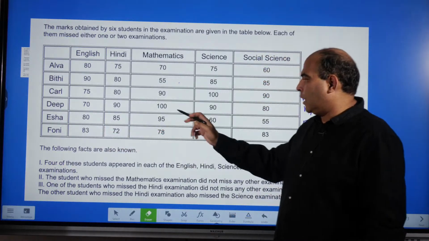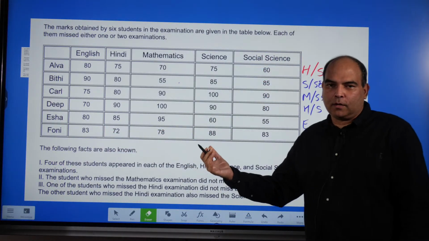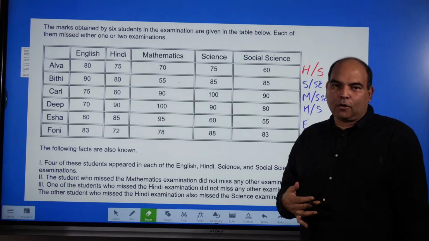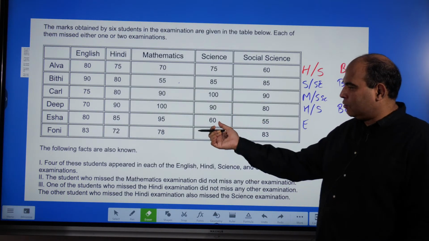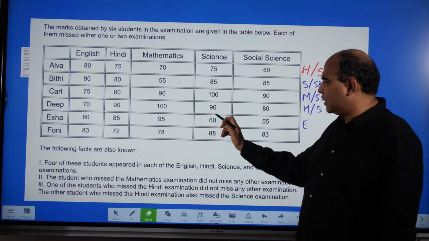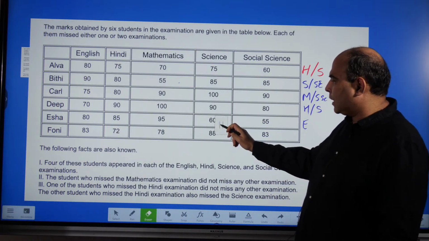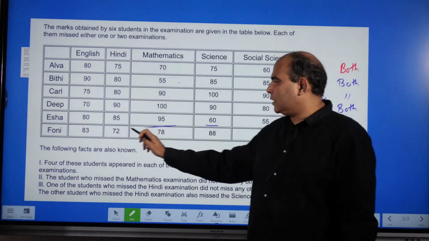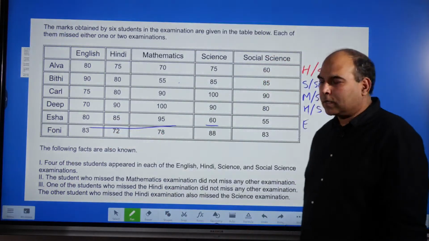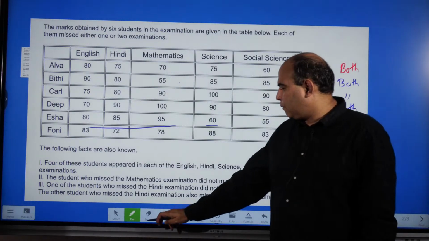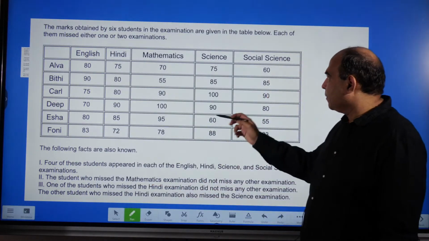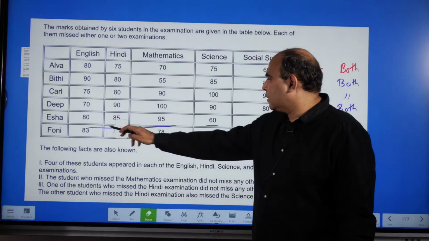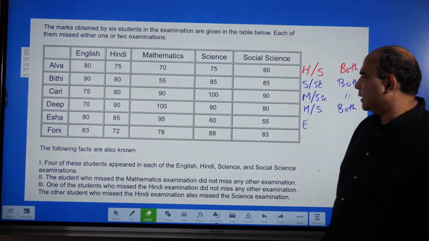So 95 you don't need to check, you can never be allocated the maximum score, and 55 also you can never be allocated the minimum score. 60 is too small, because if Isha has missed science, she will get the average of these 3 marks, which is much more than 80. So for Isha it is not possible to miss the science exam.